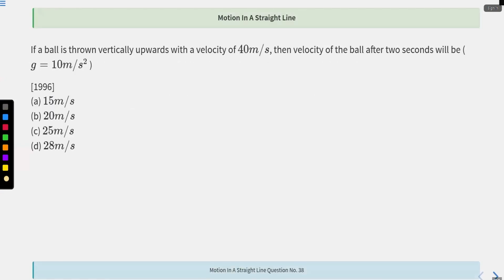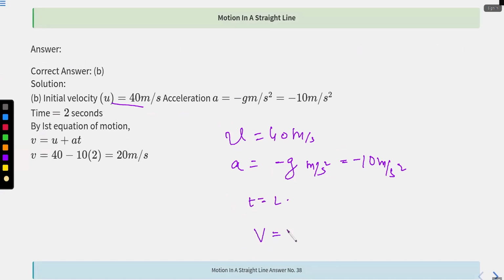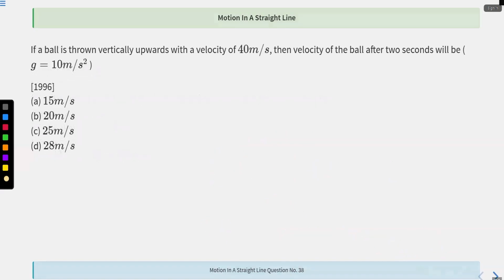If a ball is thrown upwards vertically with a velocity, after 2 seconds, very simple question. So u is equal to 40 meter per second. Acceleration is equal to minus g because it is going up. That means it is minus 10 meter per second square. Time is equal to 2 seconds. So v is equal to u plus at. u is 40, a is minus 10, t is 2. This is 20. Answer is 20 meter per second. Very simple question. Okay, so answer is 20 meter per second, 1996.